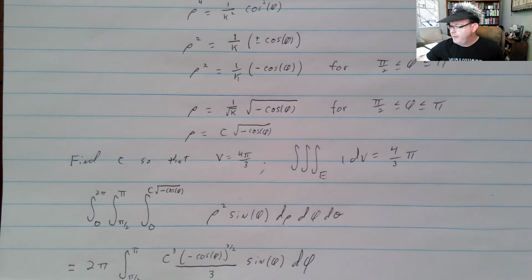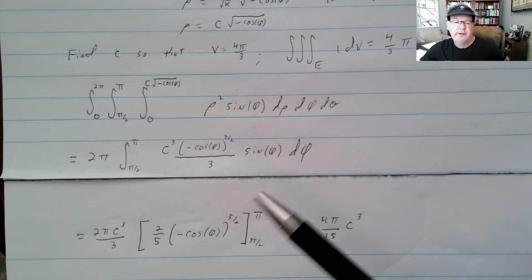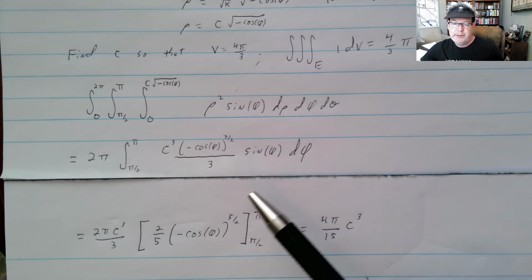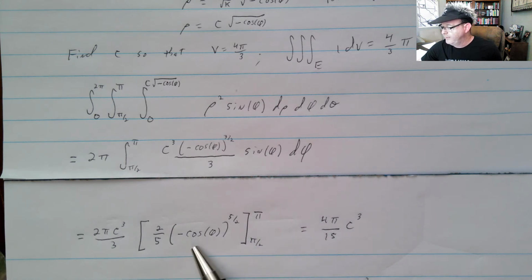And I can do the theta integral again. That'll be 2 pi. The rho integral will be rho cubed over 3. Plug in my limit, I'll get c cubed, and then this quantity to the 3/2, still times the sine phi. So now we can do the phi integral. Just let u equal negative cosine phi. du will be sine phi. And I'll get u to the 5/2 divided by 5/2, or times 2/5. So this will be the antiderivative.